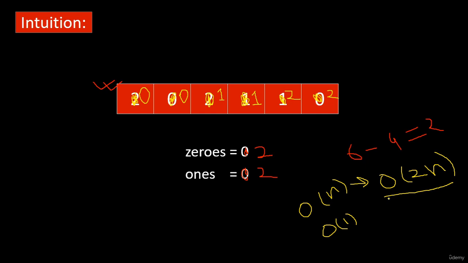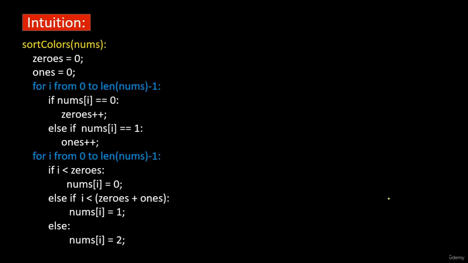Now let's see the pseudocode for this solution. This is the pseudocode. First we have this function sortColors. This function takes the given array as input. Then we have the variables zeros and ones. We initialize these two variables with zero.